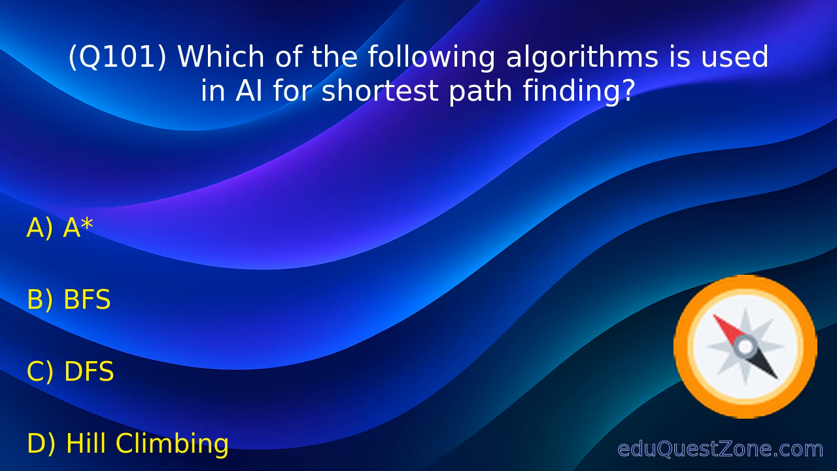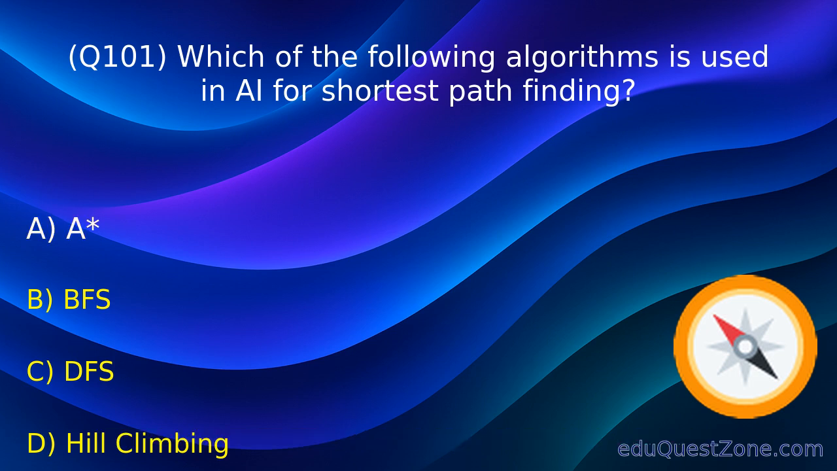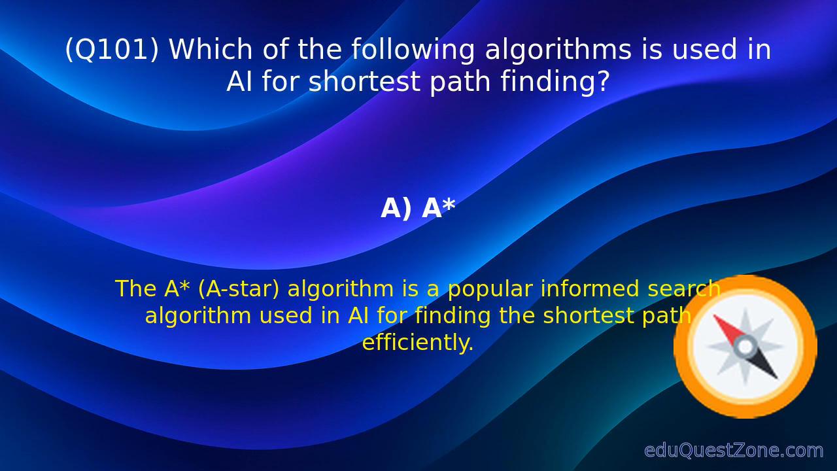Question number 101. Which of the following algorithms is used in artificial intelligence for shortest path finding? Option A. A star. A star algorithm is widely used for shortest path finding in AI.